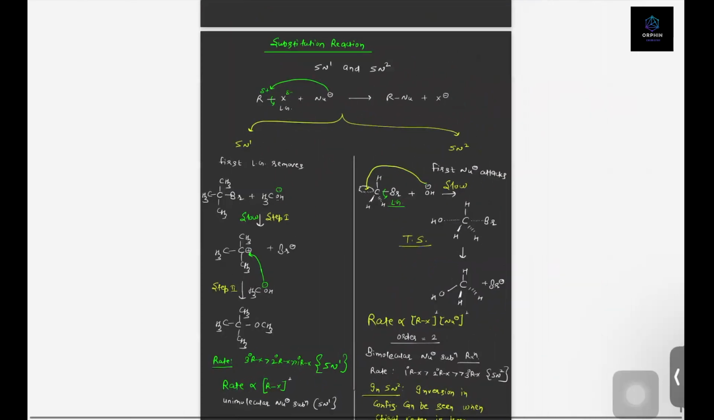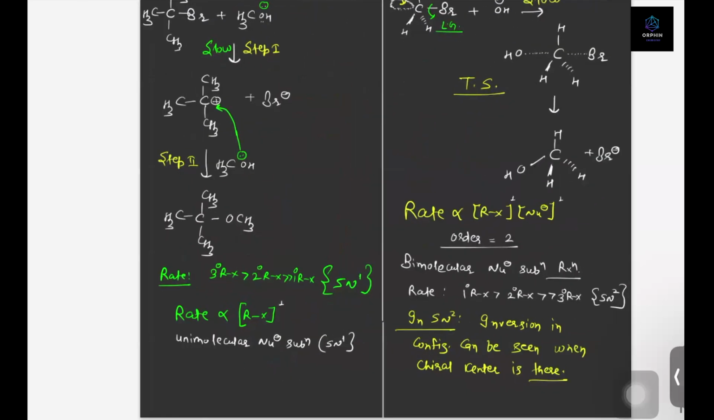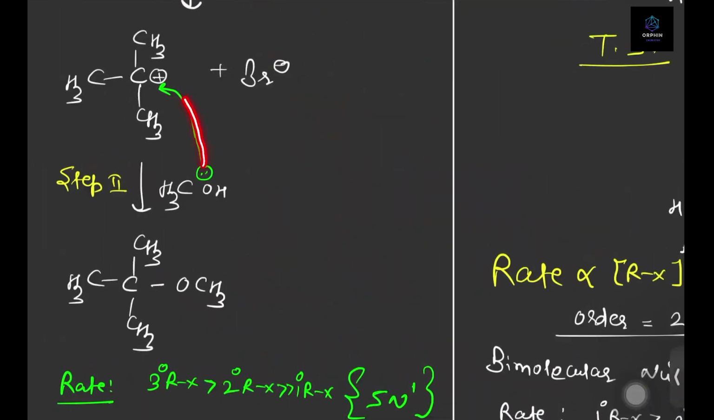So if we talk about SN1, what happens to the stereochemistry of the product? The nucleophile attacks from above and below. Suppose it was a chiral center with groups A, B, C, and the nucleophile coming in is D. So now it is a chiral center, and the nucleophile can attack from above as well as from below.